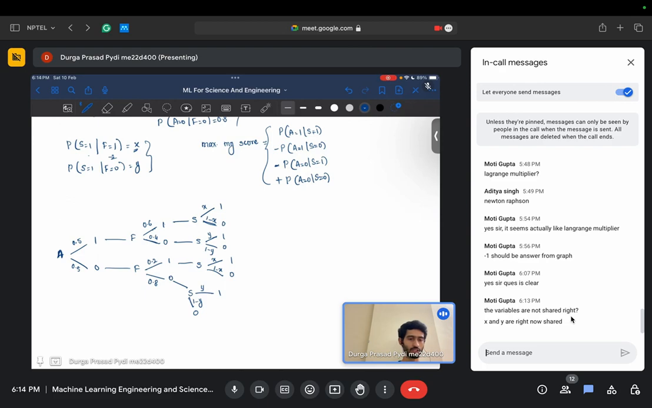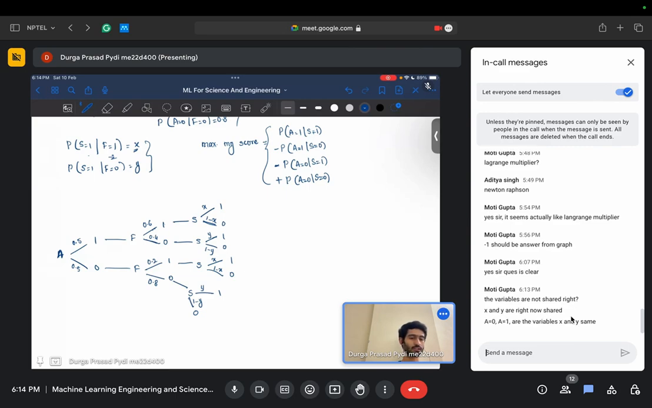The variables are not shared, right? X and y are right now shared. No, I am formulating the problem in that way. You do not know the values of x and y. You have to find the x and y. Even now I do not know the values of x and y. Without actually knowing x and y, you will not be able to solve the problem. So to solve the problem, you need to find this. A equal to 0, a equal to 1 are the variables. X and y is same.